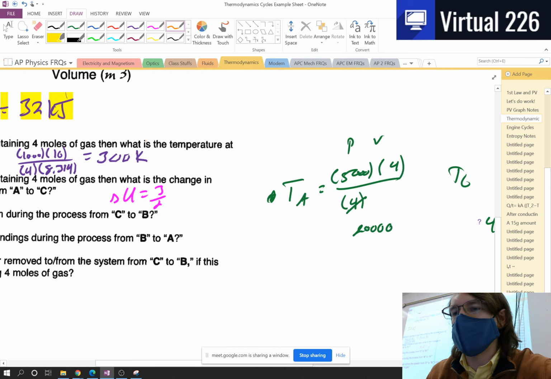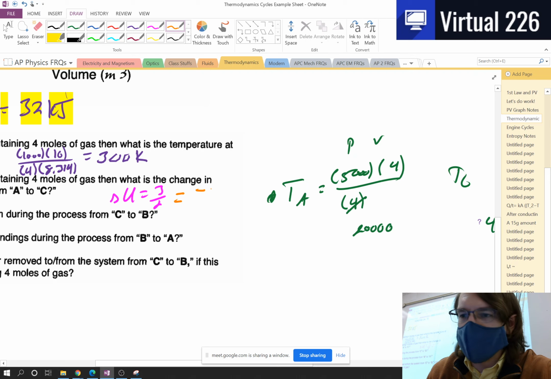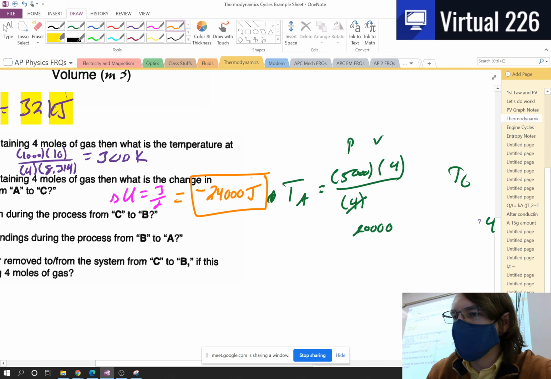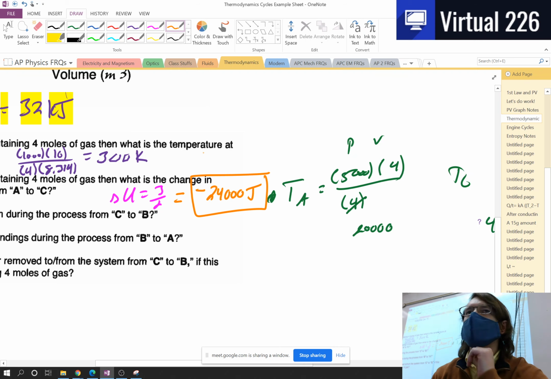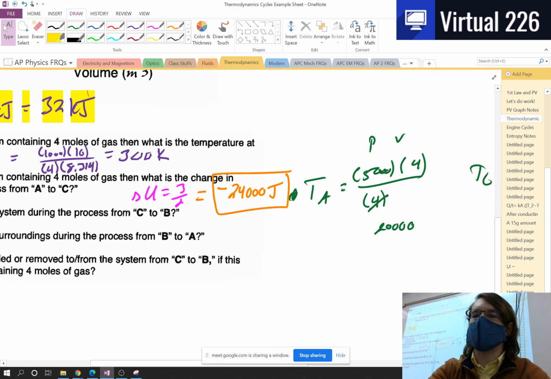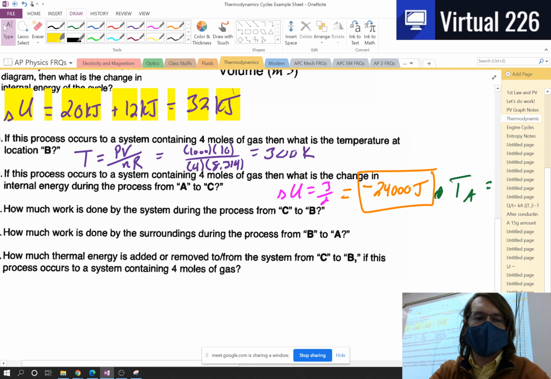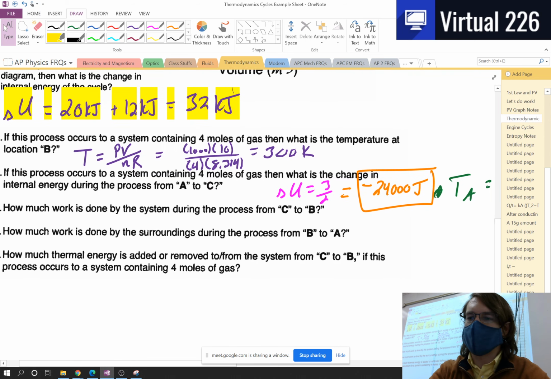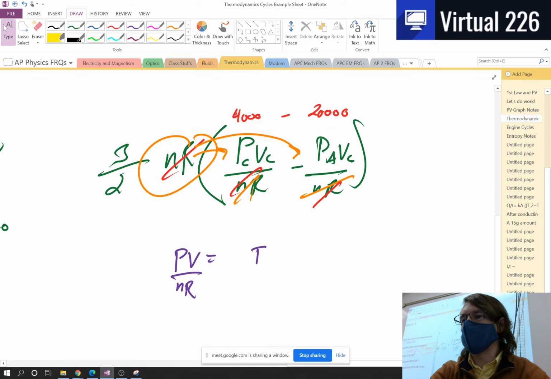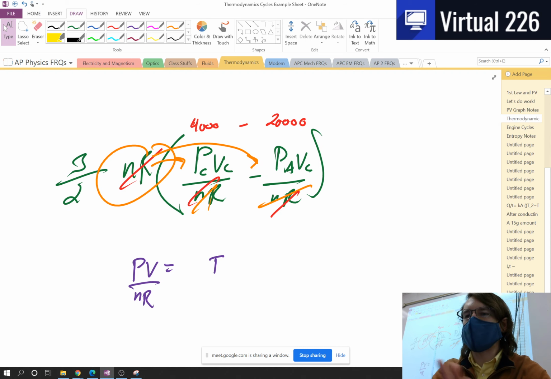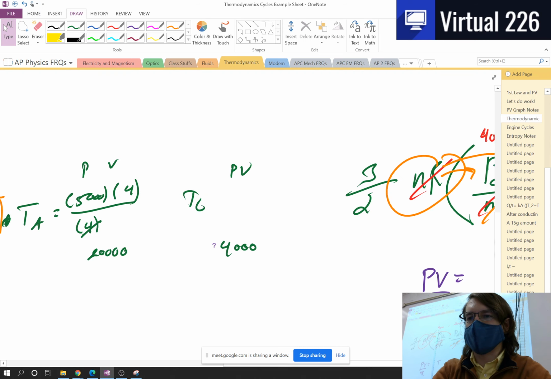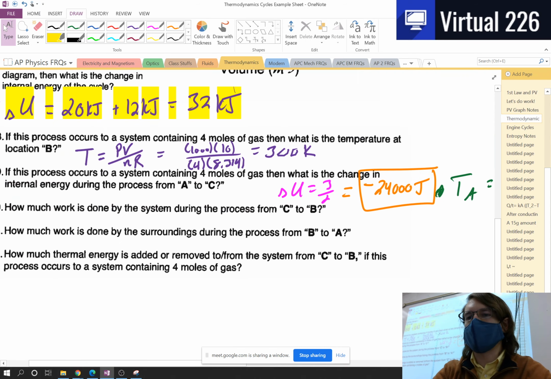Pause this. We did a bunch of work on the side, but then we came back, and whenever you do it all, you get about negative 24,000 joules. You can either find the temperatures of TC and TA, TC is 120, TA is 600, and then do that, or you can do this little neat algebra over here and just call it a day. Anyways, that's what you get.